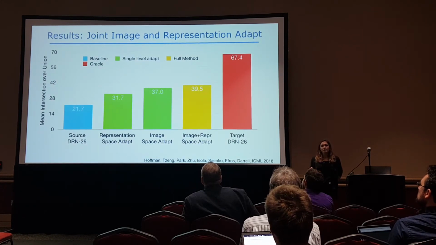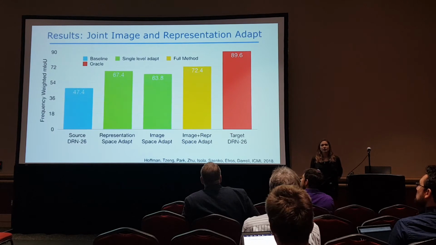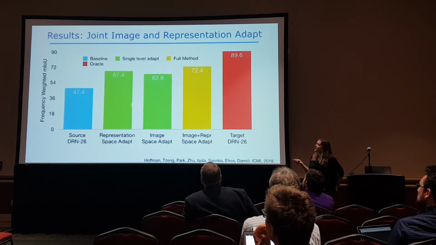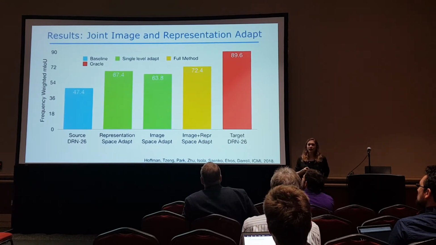But this is a little bit deceptive if you just look at mean IOU, because now if we were to look at frequency-weighted mean IOU, which means taking the same IOUs but weighting them by the prevalence in terms of pixel space in the image, now we see the opposite result. The representation space is outperforming image space alone.